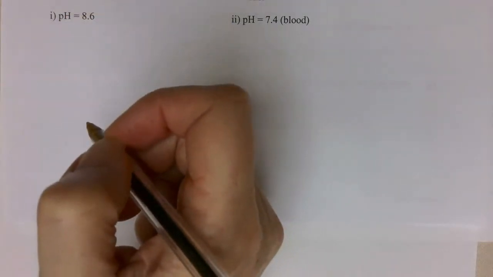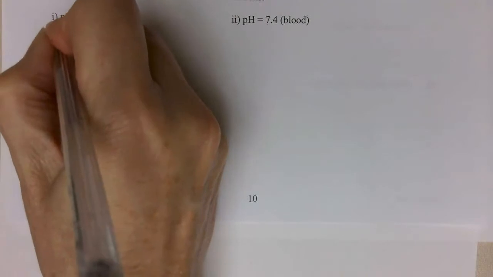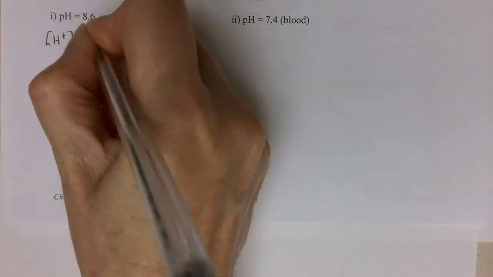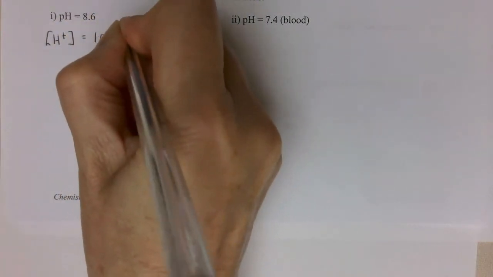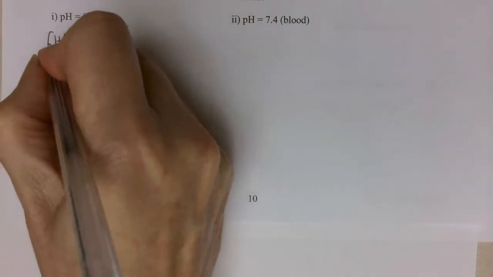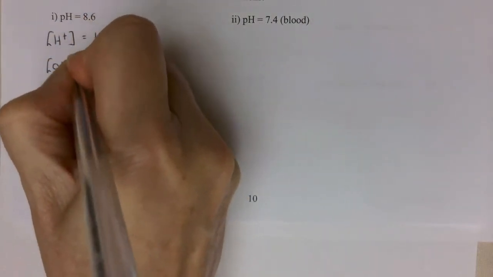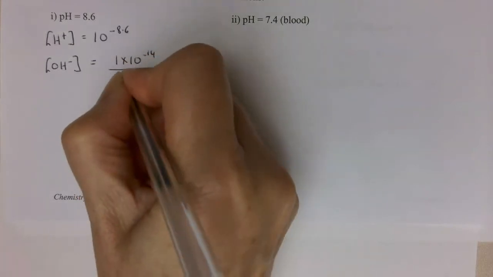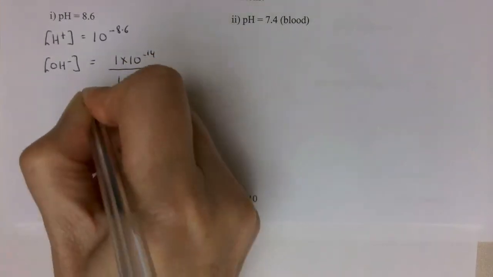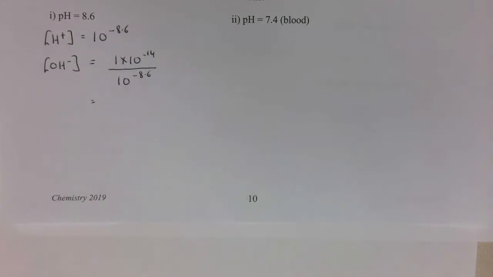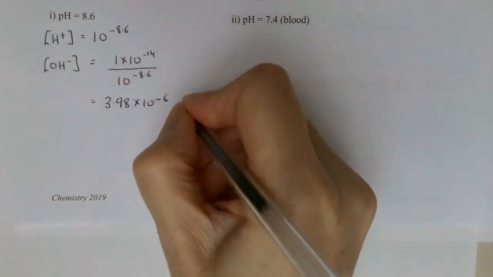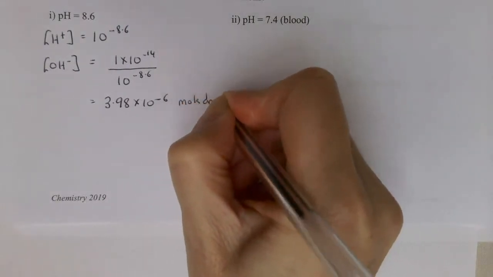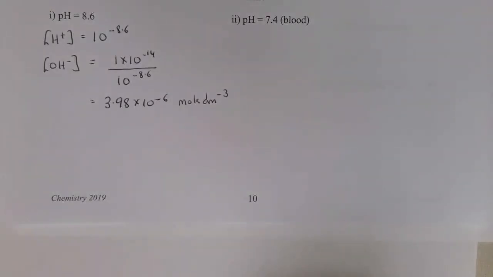So we have a pH of 8.6, so the concentration of the hydrogen ions is equal to 10 to the minus 8.6. Therefore, concentration of OH negatives, rearranging my Kw expression, is going to be 1 times 10 to the minus 14 divided by 10 to the minus 8.6. And again, I can work that out on my calculator, and we get 3.98 times 10 to the minus 6, and again, that's moles dm to the minus 3 as we're dealing with concentration.